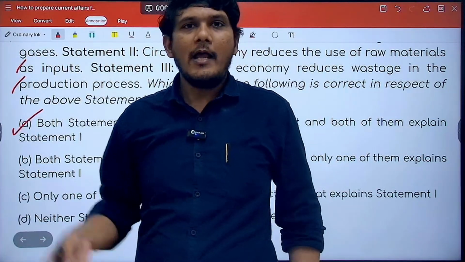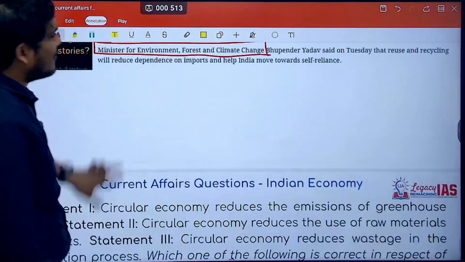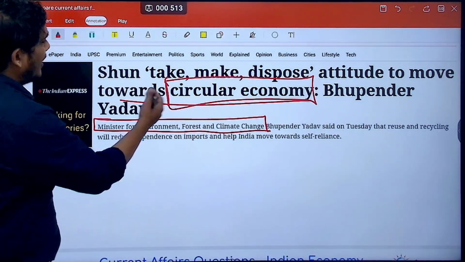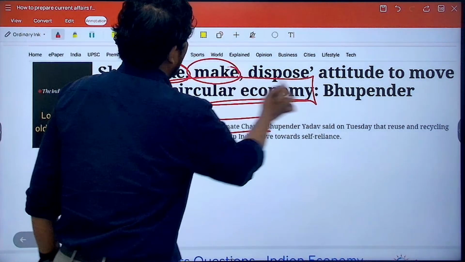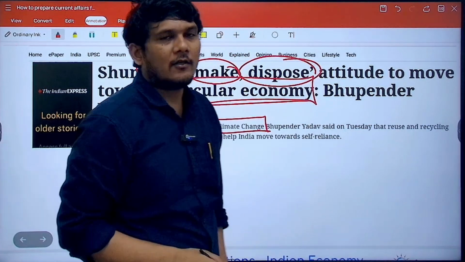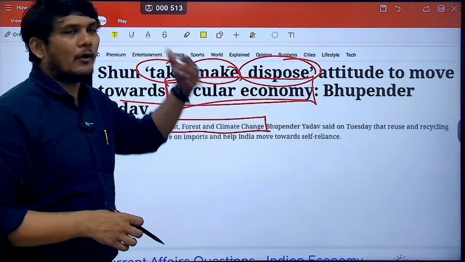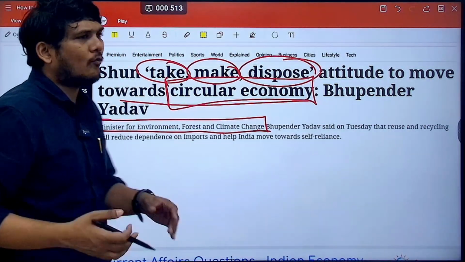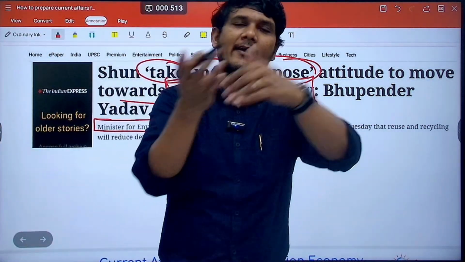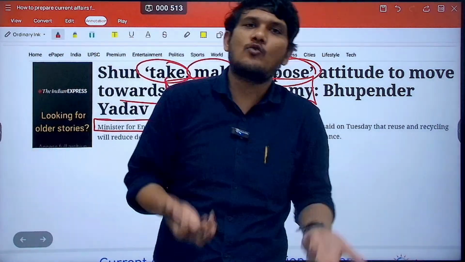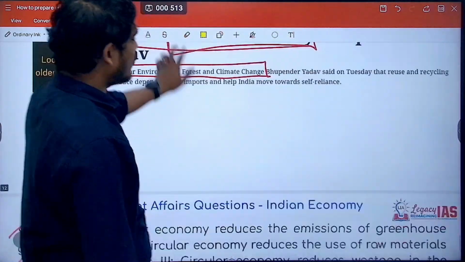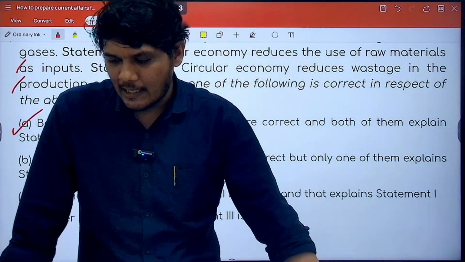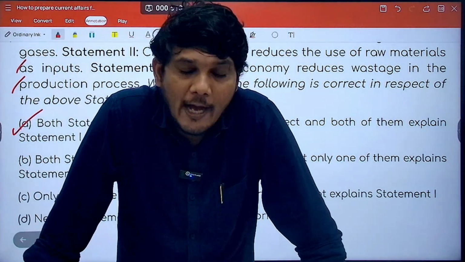That's all. And to get this answer, even if you have read this heading, it's more than enough. Shun, take, make, dispose, right? So basically talking about recycling of the waste, reusing of the waste, and so on. Circular economy: whatever you are using, you recycle it, bring it back into the economy and reuse it. That is circular economy. Just by the heading, you can solve the entire question over here. So I hope that's clear.